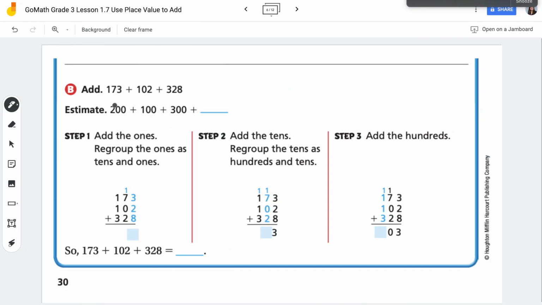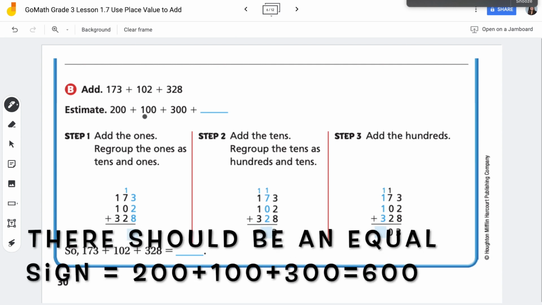Problem B, another chance to practice. Add 173 plus 102 plus 328. We're going to do our estimate. 2 plus 1 is 3. 3 plus 3 is 6. And we add those zeros on the end to match, right? So we've got 600 is our estimate.